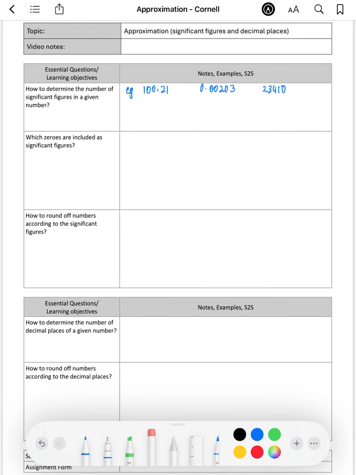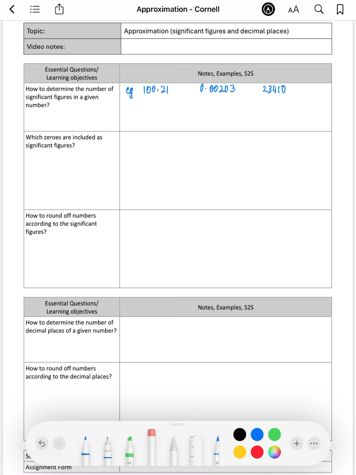Right, so make sure you prepare your foolscap paper, label your columns, draw your columns and label. So we're gonna discuss the Cornell notes for approximation, which includes significant figures and decimal places.